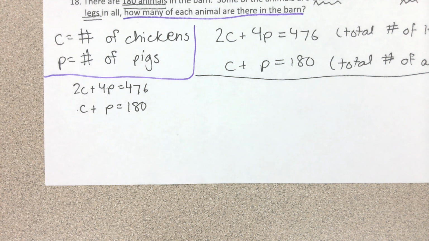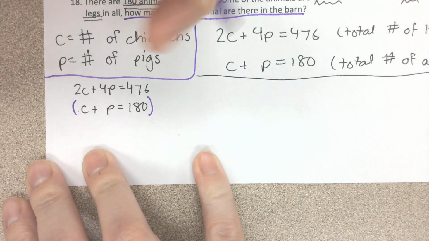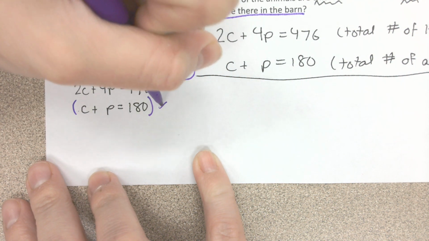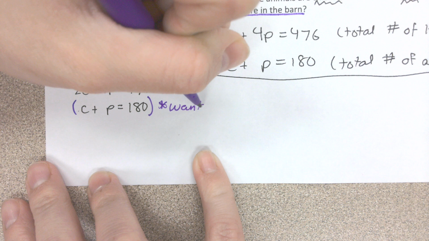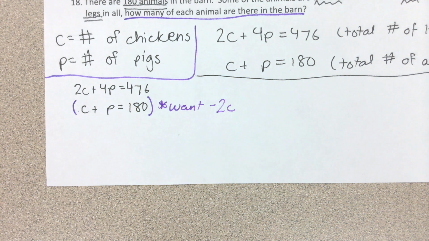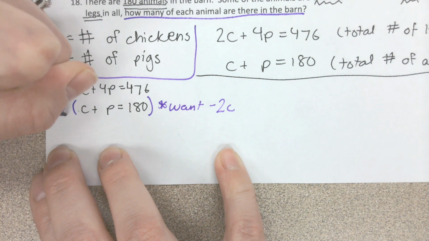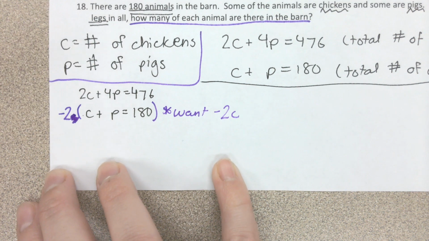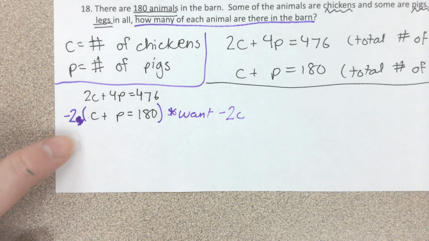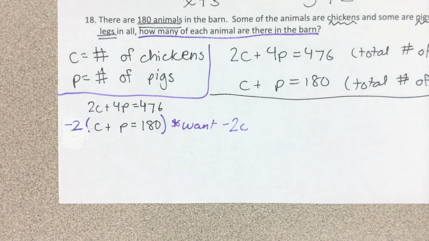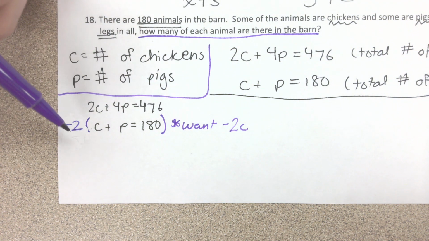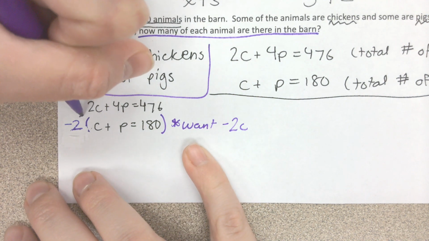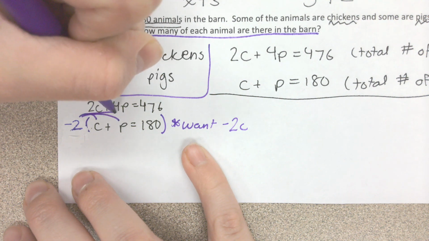So I'm going to multiply this bottom equation to cancel with 2C. I want negative 2C. That's my goal. Let me rewrite that, give me a sec. Alright, I kind of fixed it. So I want negative 2C, so I'll multiply by negative 2. And I'm going to fully distribute that into the equation.